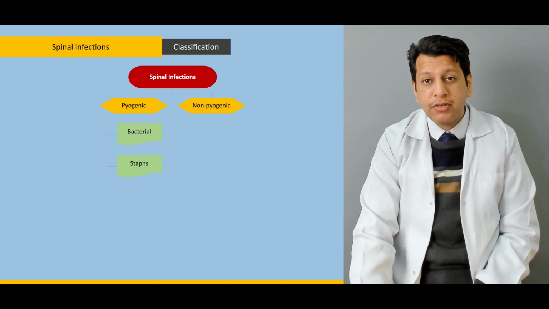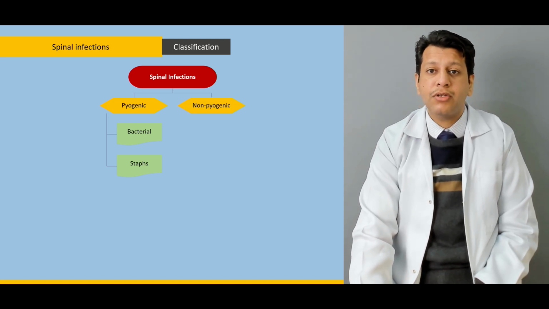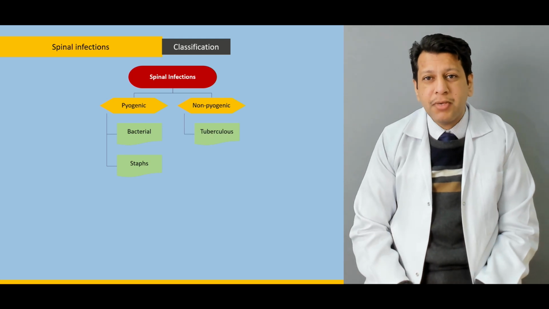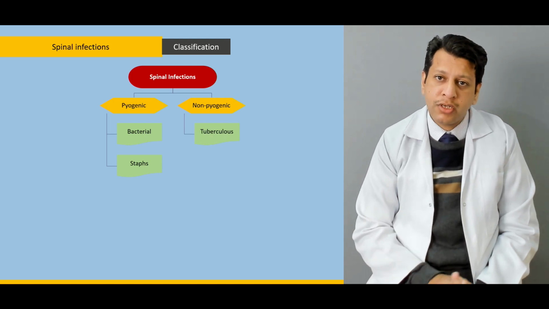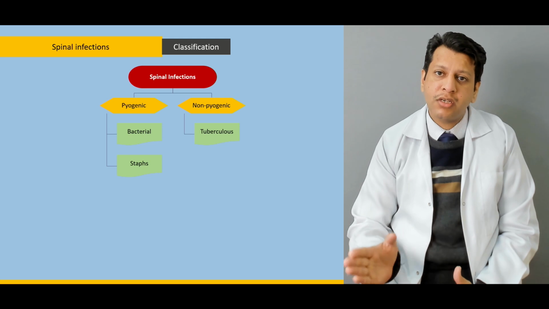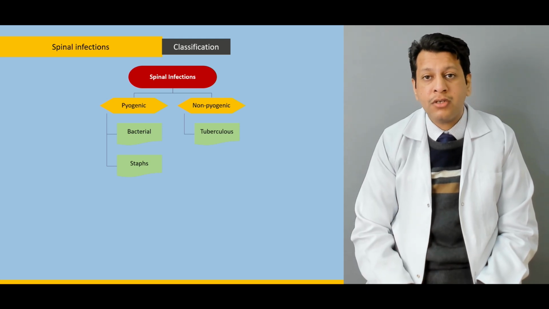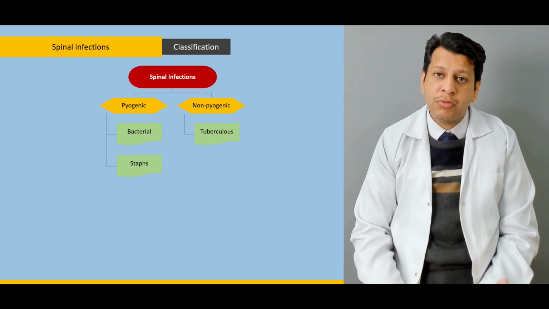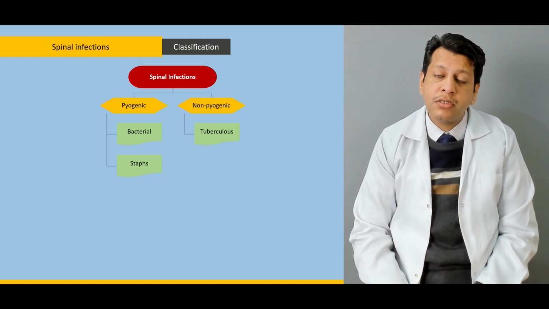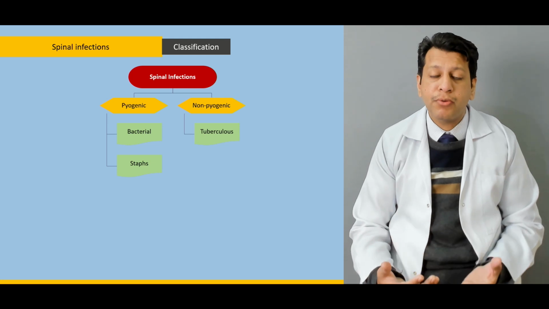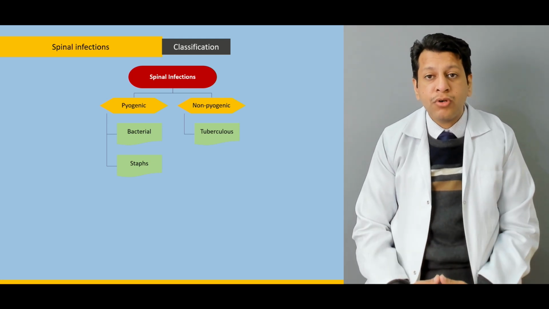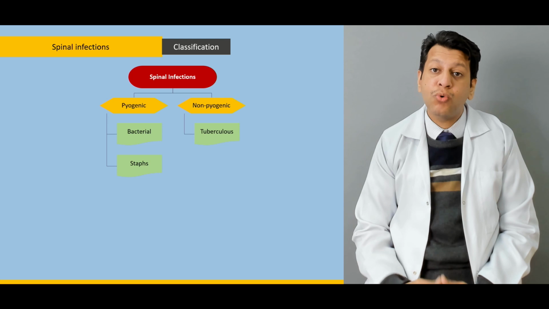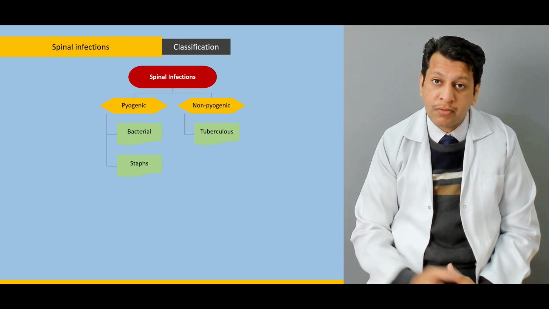Among the non-pyogenic, the most common is tuberculosis. Tuberculosis has been associated with third world countries. It's mostly endemic in South Asia and Southeast Asia, but now there's a resurgence in the first world as well, mainly because of HIV, because these patients have become more immunocompromised and are more prone to tuberculosis infection.